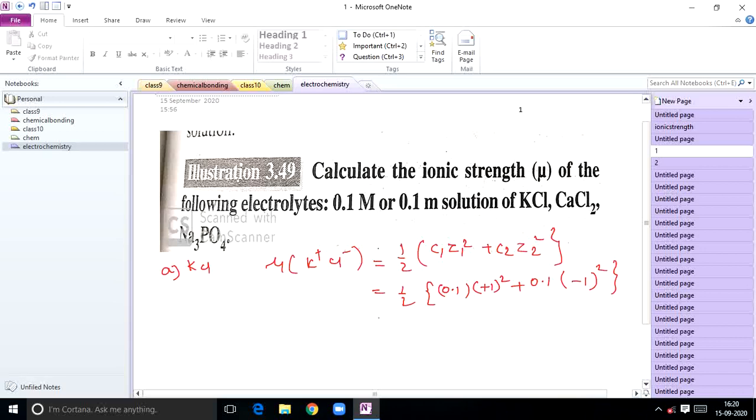So we will get how much students? Half into 0.1, so how much you will get? 0.2 by 2. So that is equal to 0.1. That is ionic strength of KCl.